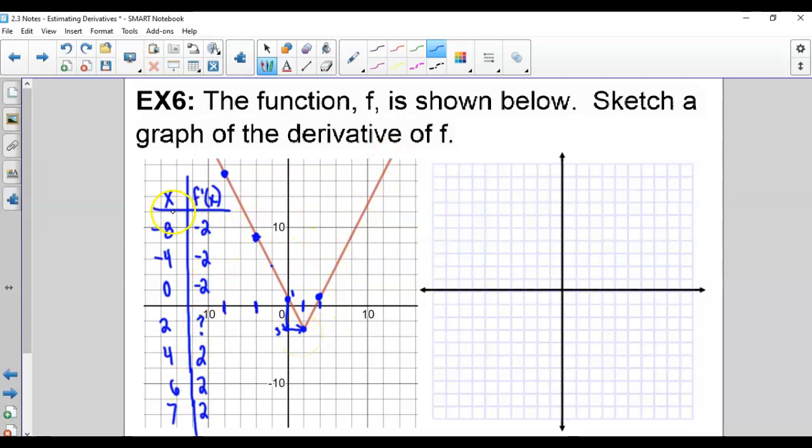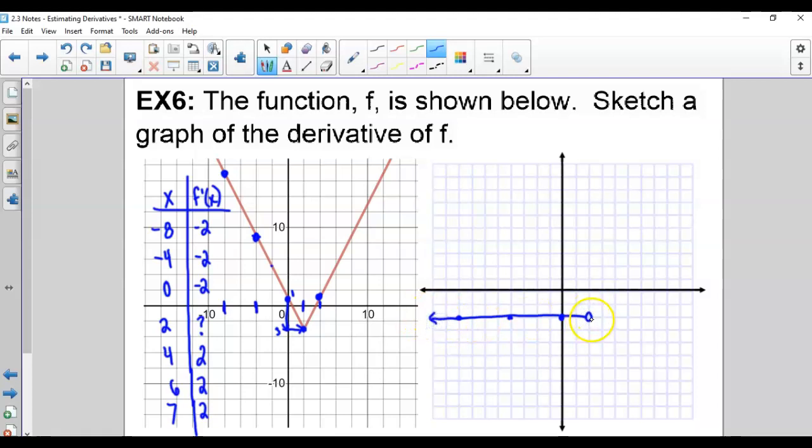So if I go to graph this, then at -8, -2, I have a point. At -4, -2, I have a point. At 0, -2, I have a point. I'm not sure what happens at 2 right here, but all the way up to 2, I'm going to put an open circle right here. -2 is my slope.